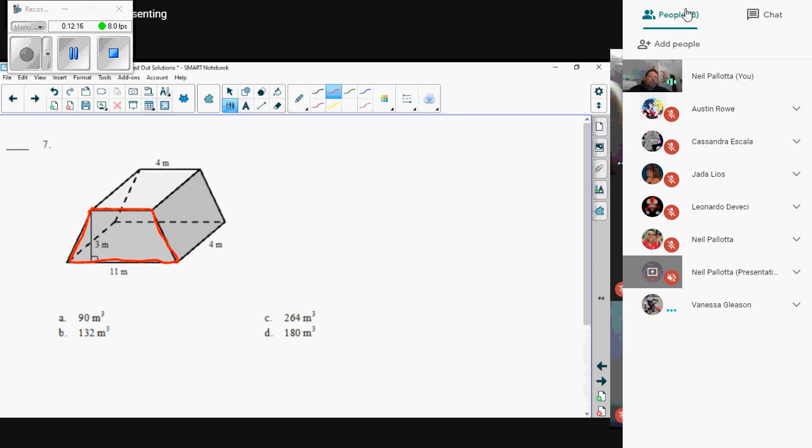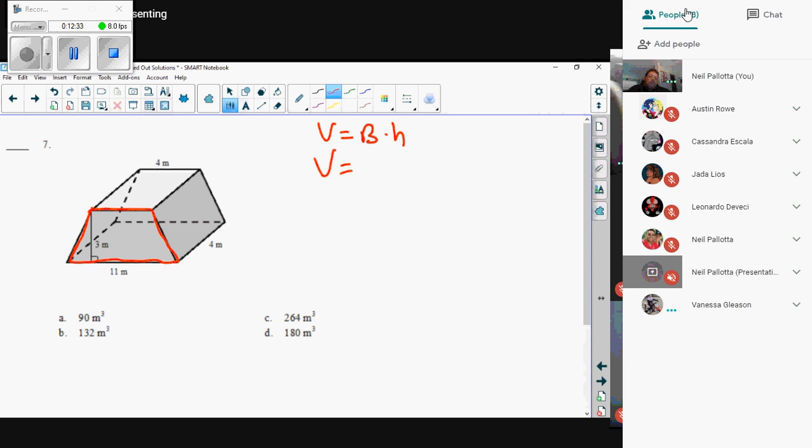So that's the first thing we want to recognize, right? What it is. It's a trapezoidal prism. And those are reasons why it's a trapezoidal prism. So what do we have to do? We use our formula, still the same, base area times the height. But the base area here is a trapezoid.